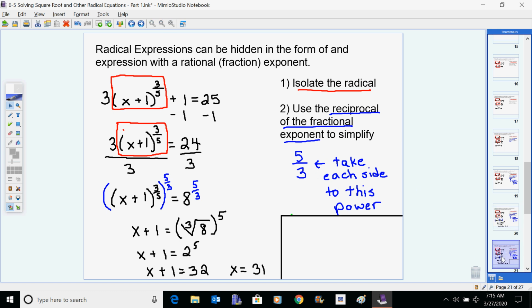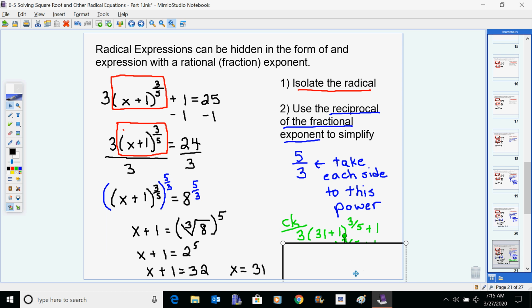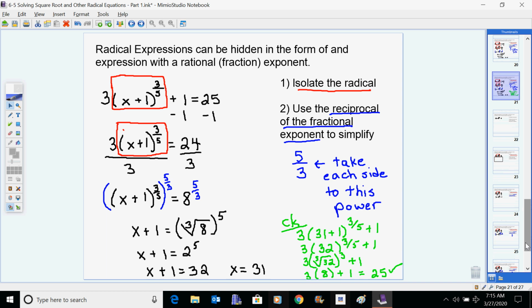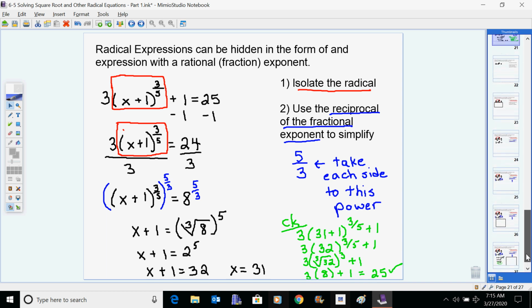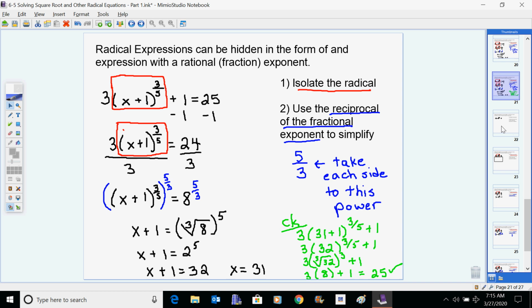We do, of course, need to remember to check, put it back into the original problem. 3 times 31 to the 3/5 power. 32 to the 3/5 power, remember, is really the 5th root of 32, and then cube it. That's 2 cubed, which is 8. And then put all those things together and you do get 25. And it checks out.